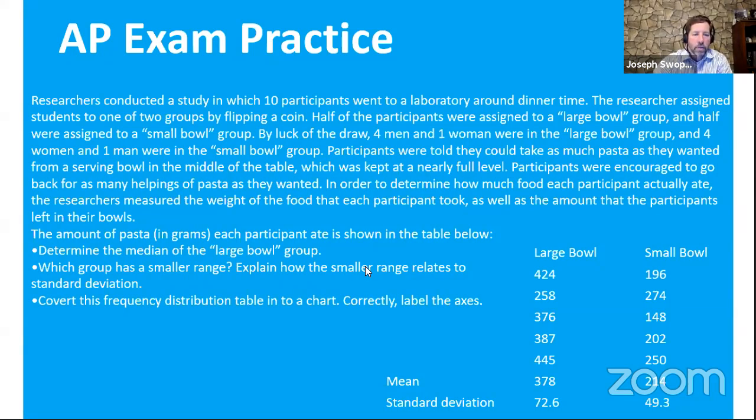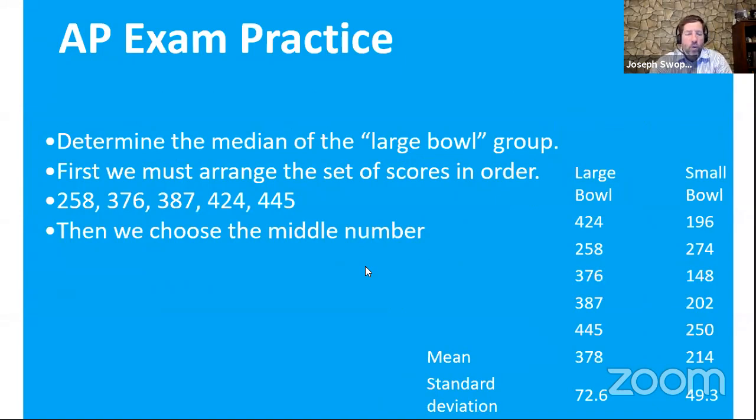So let's look at the first of the three questions that we left you off with yesterday. Determine the median of the large bowl group. First, we must arrange the set of scores in order. If you have a range of scores and you want to find the median, the first thing you have to do is put them in order. So I did that, starting with the lowest at 258 and the highest at 245. Since it's an odd number of scores, we're going to take the middle one. So hopefully you got the median of 387.